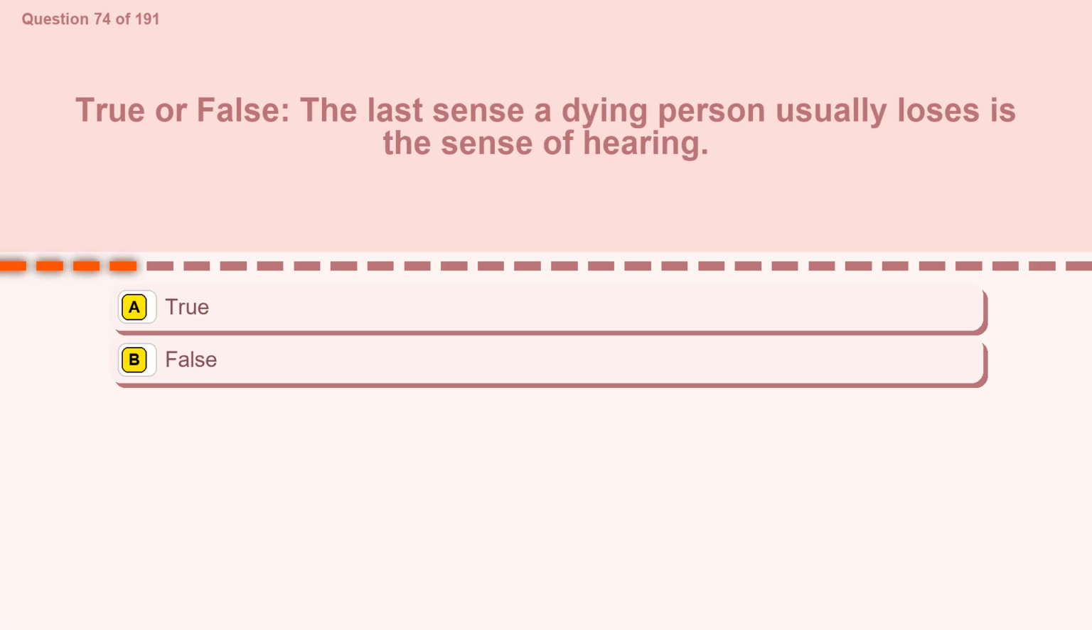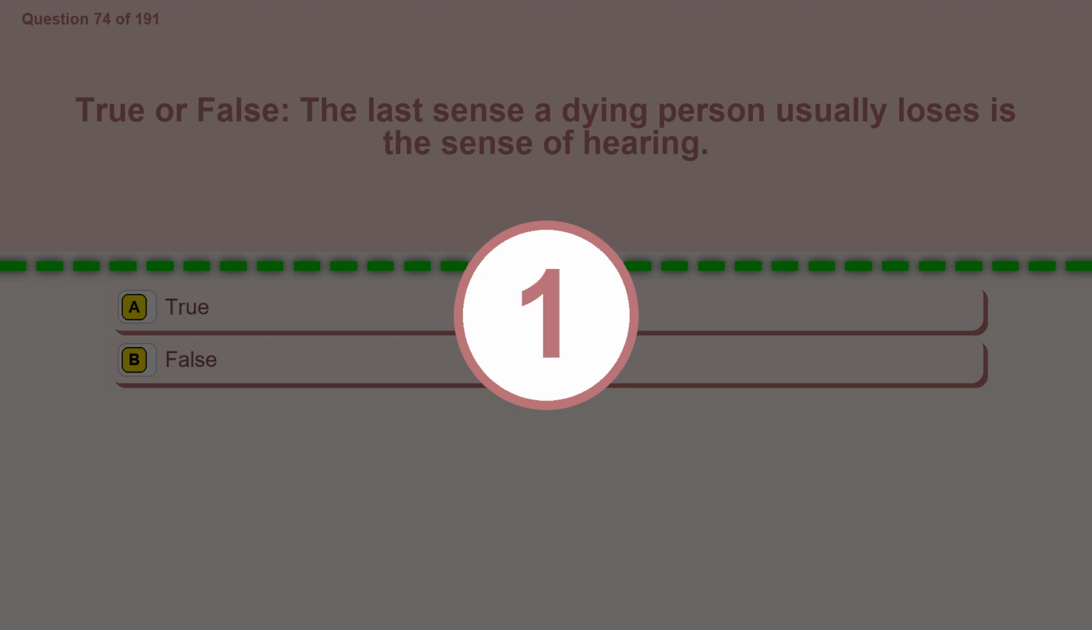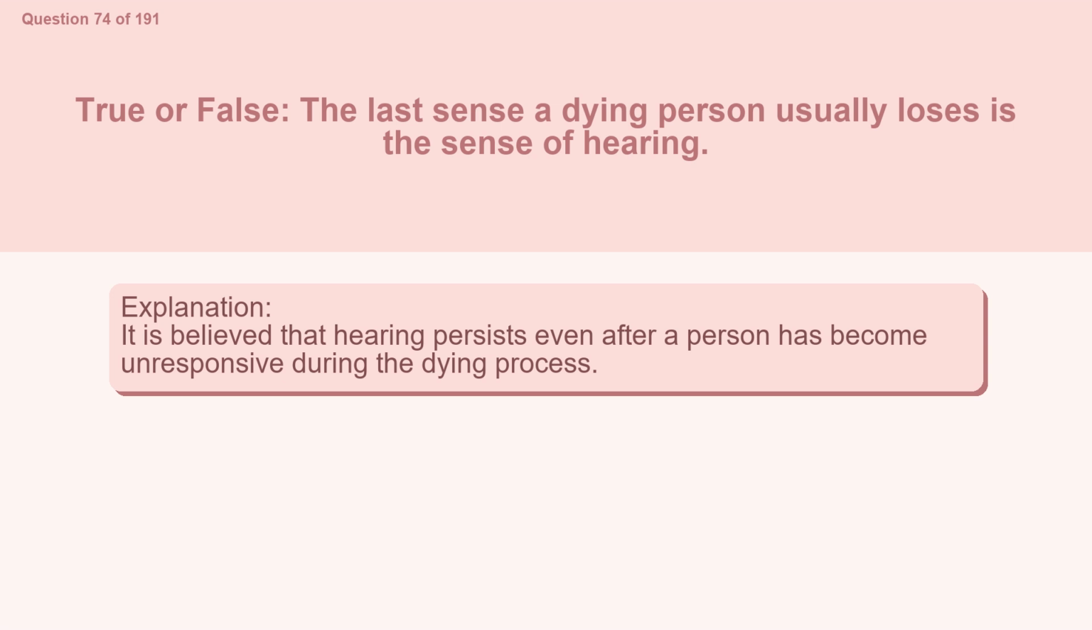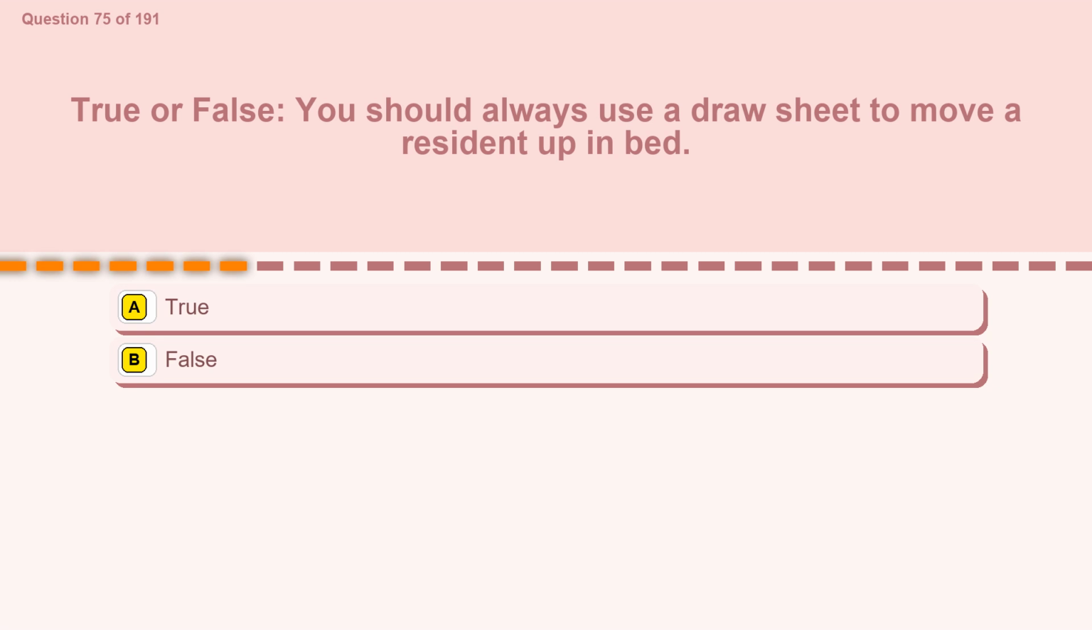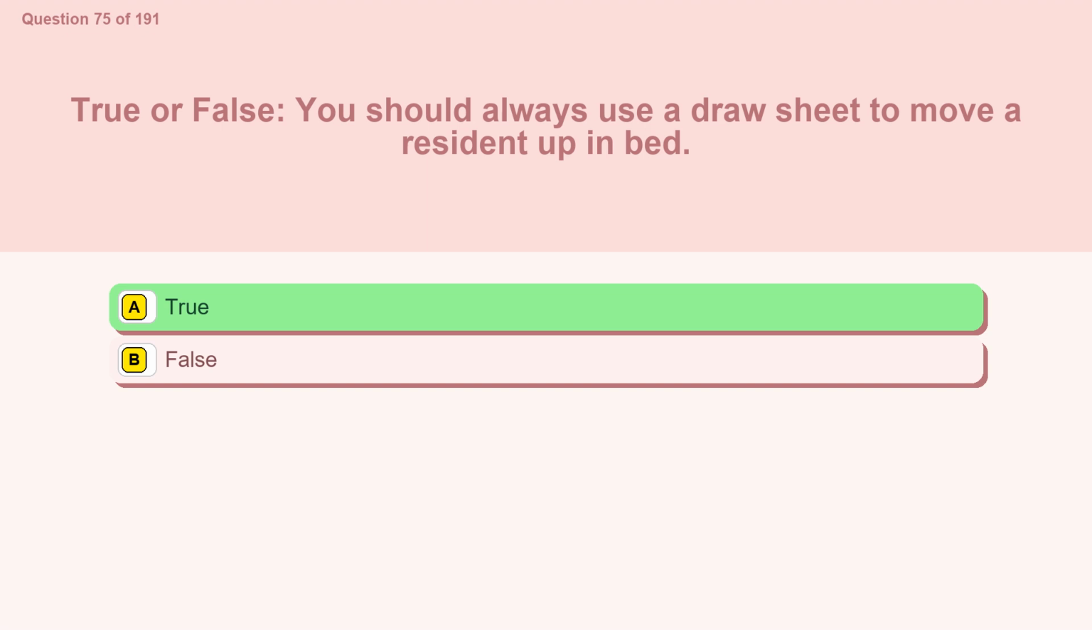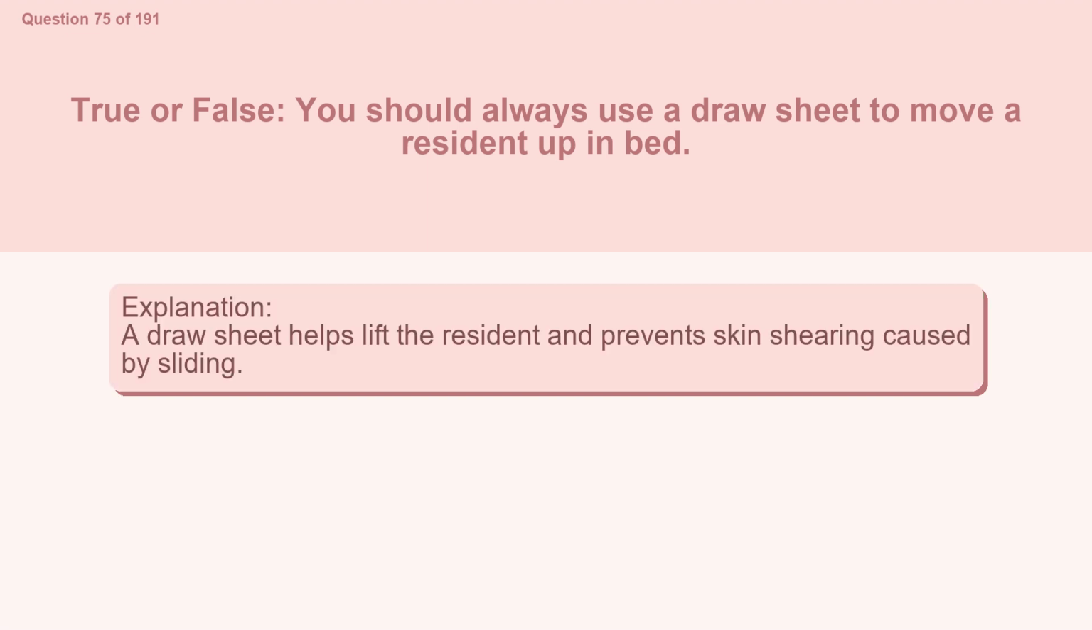Question 74. True or false, the last sense a dying person usually loses is the sense of hearing? Option A, true. Option B, false. The correct answer is option A, true. It is believed that hearing persists even after a person has become unresponsive during the dying process. Question 75. True or false, you should always use a draw sheet to move a resident up in bed? Option A, true. Option B, false. The correct answer is option A, true. A draw sheet helps lift the resident and prevents skin shearing caused by sliding.